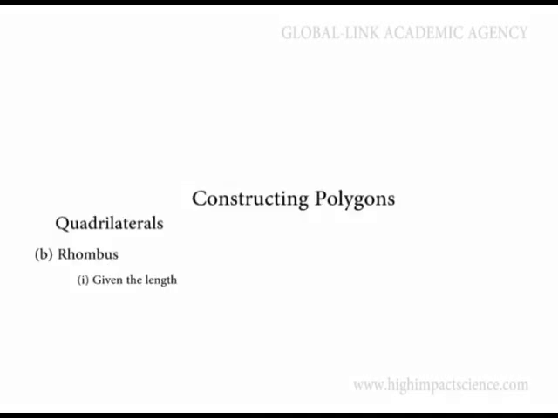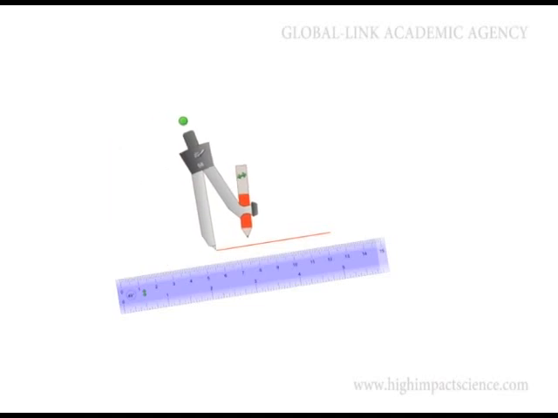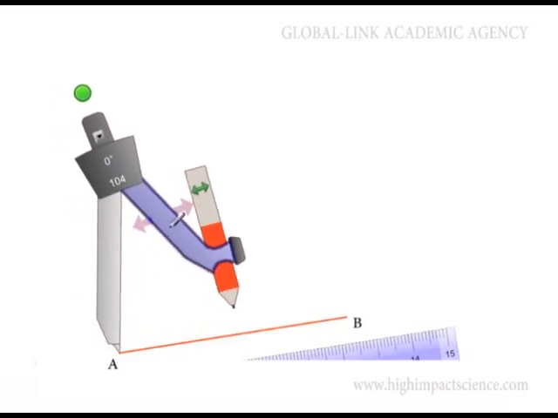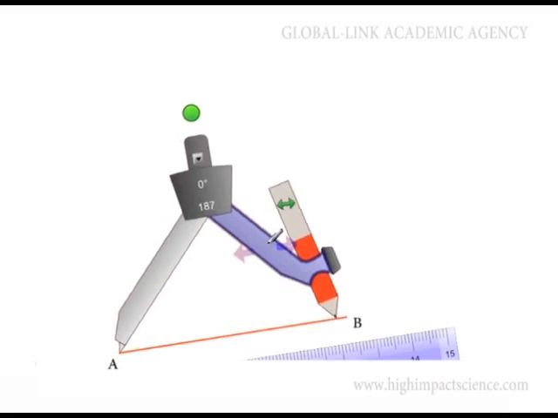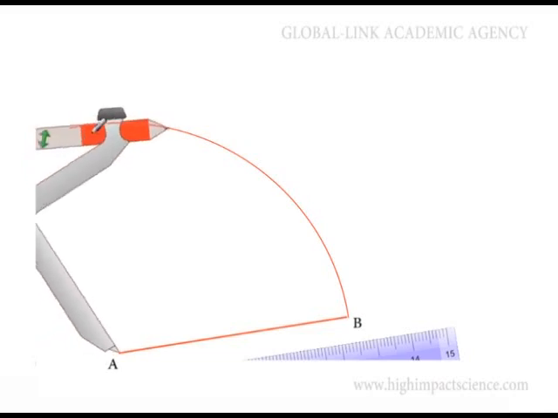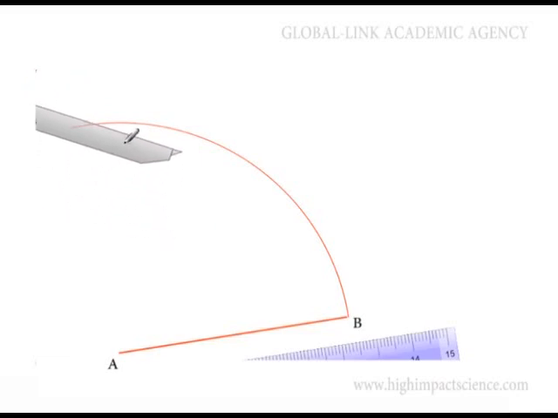Next is a rhombus. We will now construct a rhombus with sides equal to that line. I measure it and it's 6.5 centimeters. So what I do is place the compass on one end of the line, open it to the same length of the line and then create an arc. We then place the compass at any point on the arc, because any point on the arc is the same distance from point O. It's the radius of the circle.